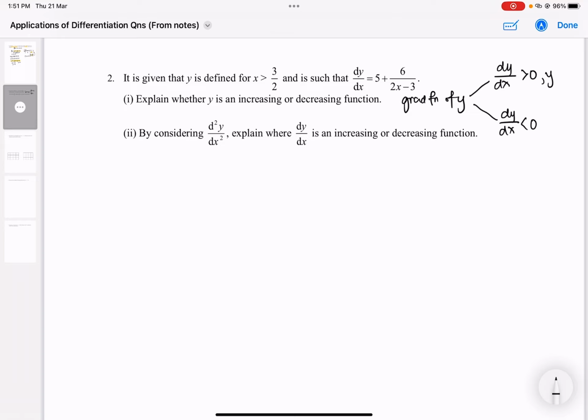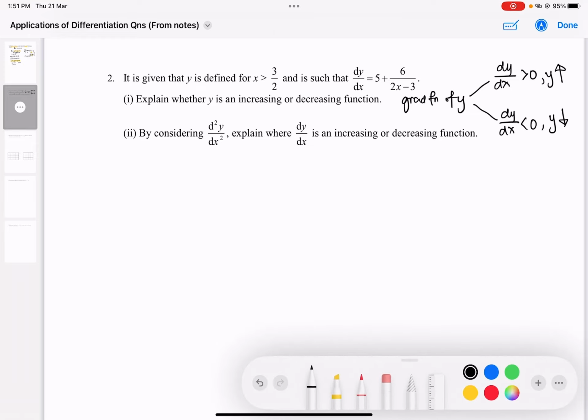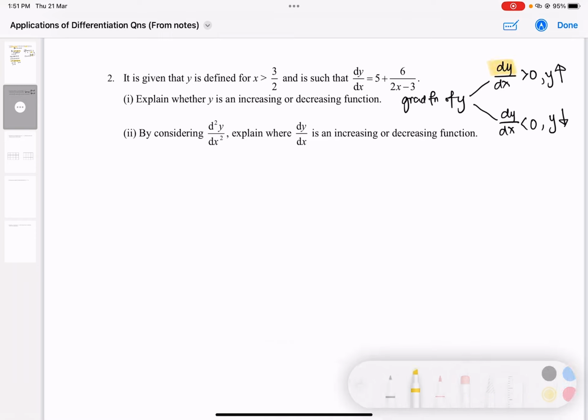Okay, so this question is testing on the concept of increasing or decreasing function. Now, since the question has already given us dy dx, that saves us the trouble of having to differentiate. So we can immediately start to figure out whether the dy dx given is more than 0 or less than 0. So this is the dy dx.